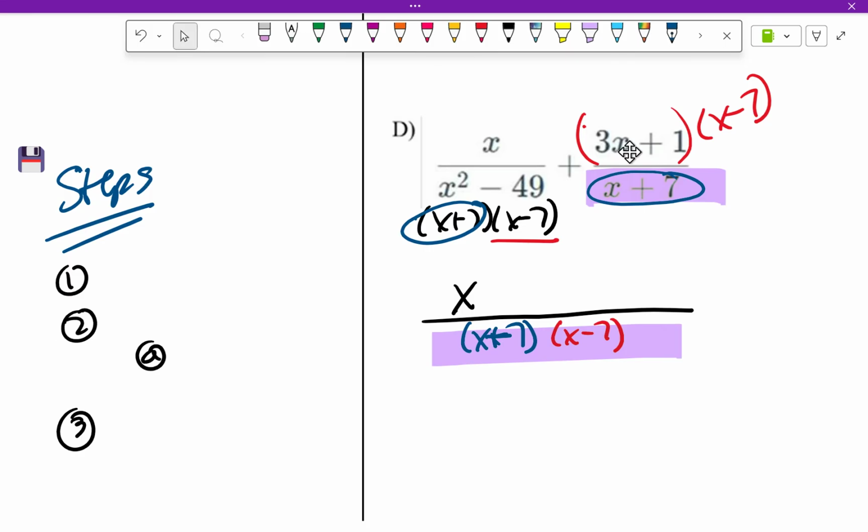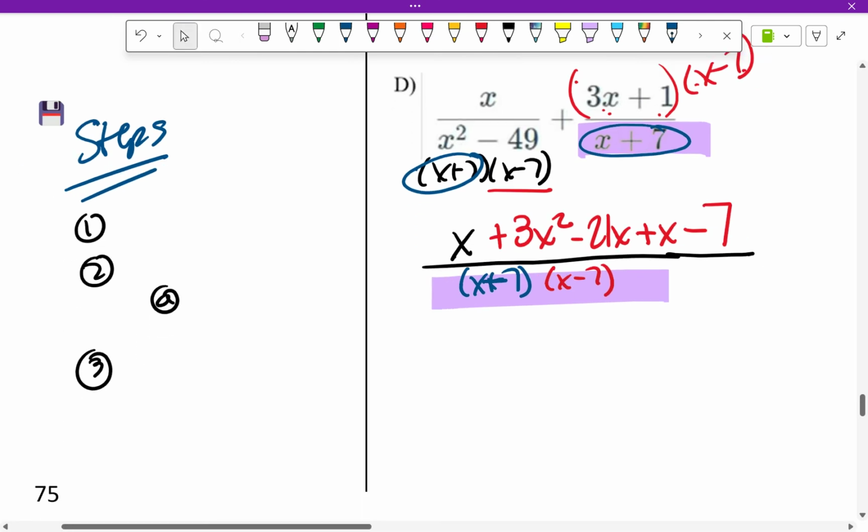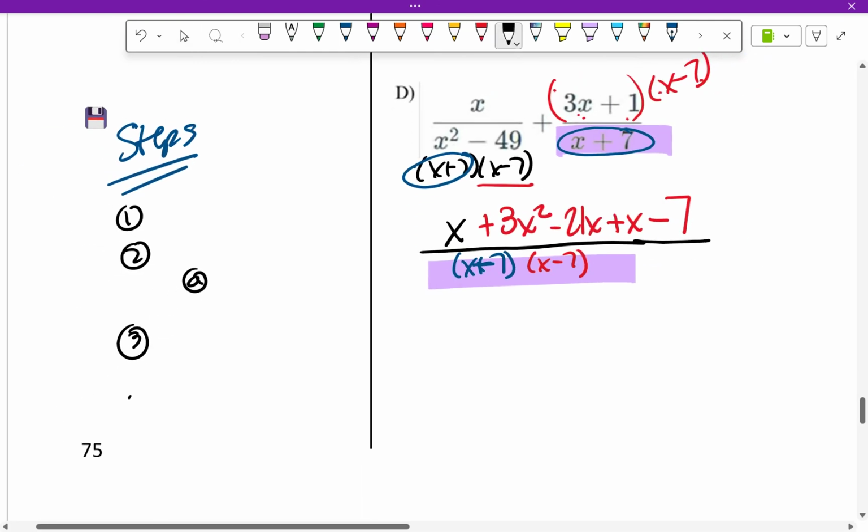All right, help me out. What's 3x times x? Good. What's 3x times negative 7? Good. 1 times x is x, and then 1 times negative 7. Good. This would be step 4 now.